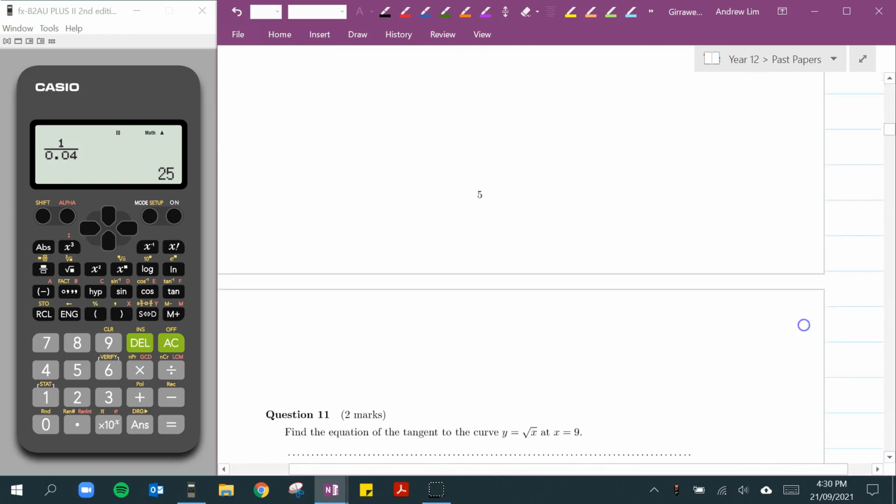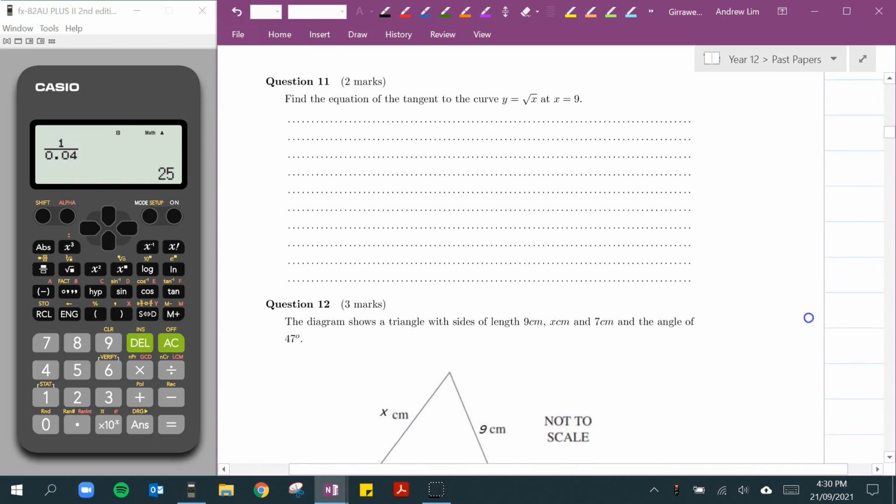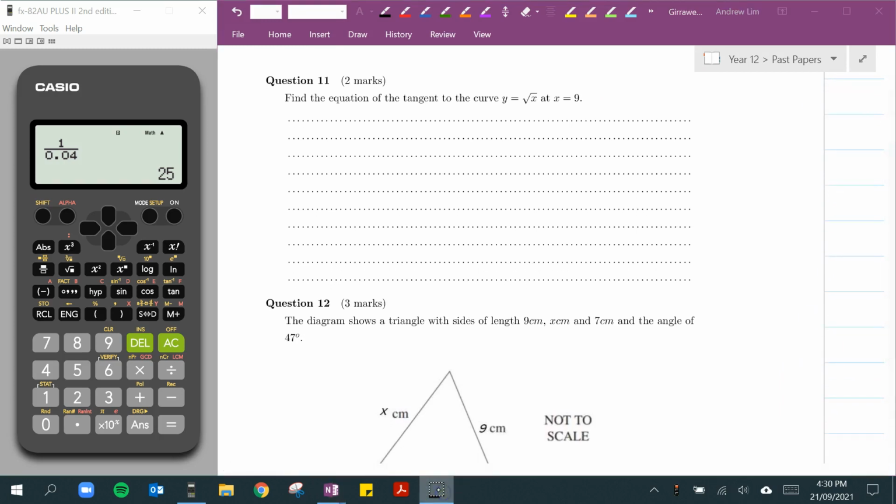Okay, so that's it for multiple choice. Let's have a look at the short answer questions. Question 11. Find the equation of the tangent to the curve y equals root x at x is equal to 9. So if we want to find the equation of the tangent, we need to differentiate.